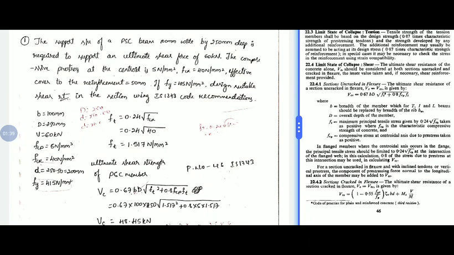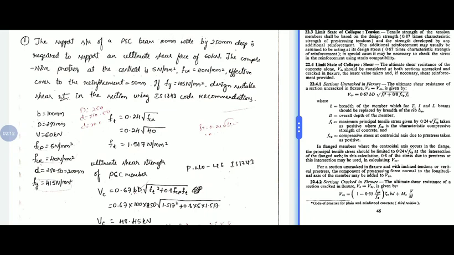Okay. So these are the data which are given. B, width of the beam, is 100, overall depth is 250, shear force is 60 kN, FCP 5 Newton per mm square, FCK 40 Newton per mm square. So effective depth, overall depth minus cover, we will get effective depth. So it is 250 minus 50, 200, and Fy 415 Newton per mm square.